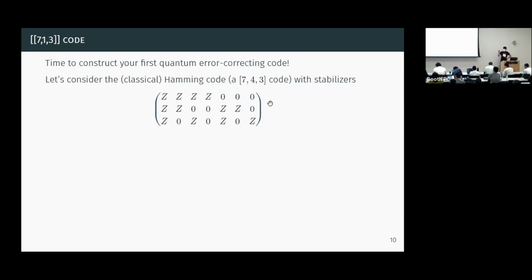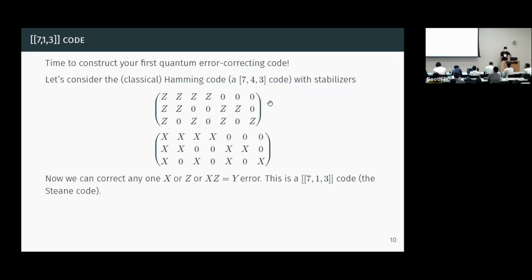So now I'm just going to copy this matrix and replace all Z's with X's. And ta-da, we have the Steane code. So this allows us to correct any X or Z error or X times Z error, which is proportional to Y, except for a phase. And this is actually a 713 code. But now I use double brackets to say it's a quantum code. So, and we can correct three errors.